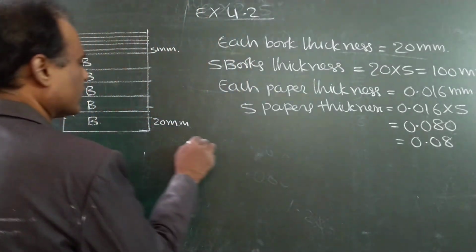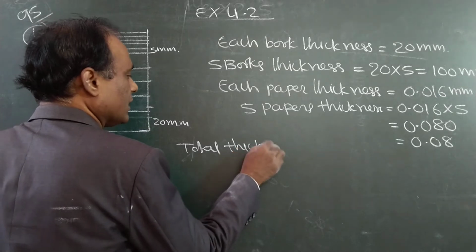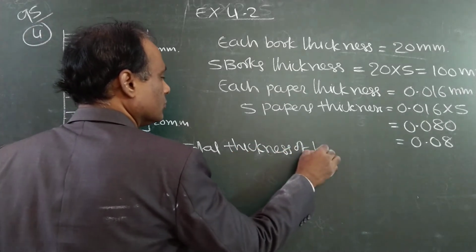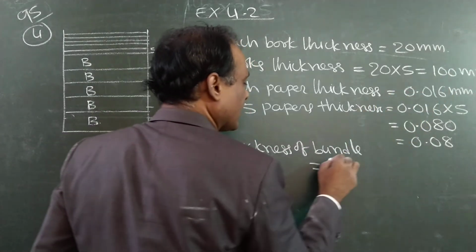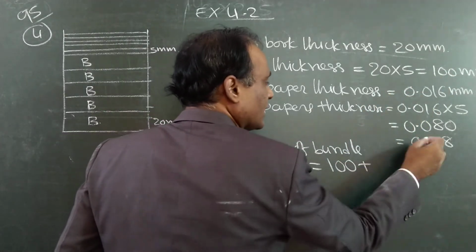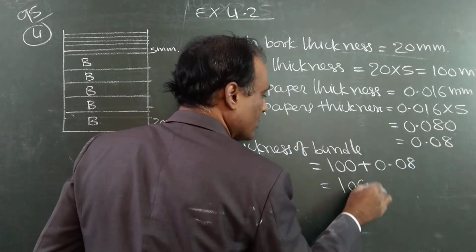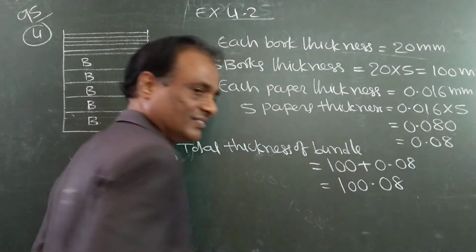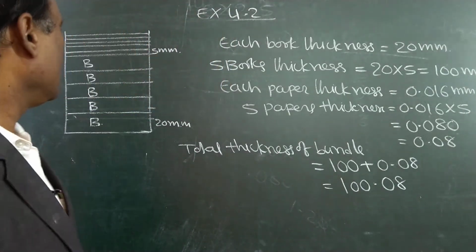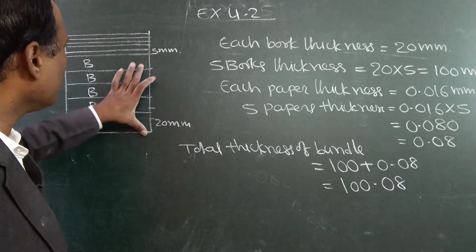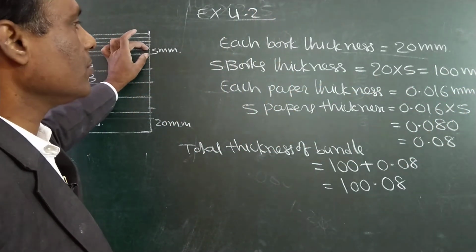So the total thickness of the bundle. This thickness is 100 mm. This thickness is 0.08. Total 100.08. Write down. Simple. Each book 20 mm, 5 books, 20 into 5. Each sheet 5 mm.